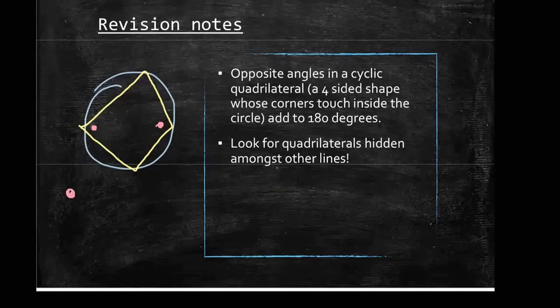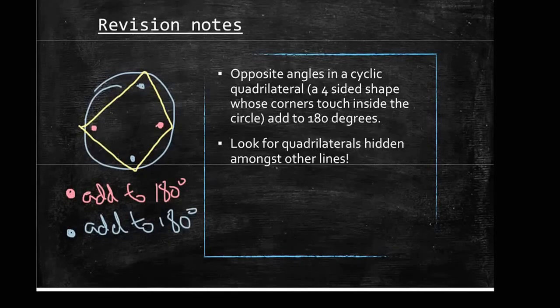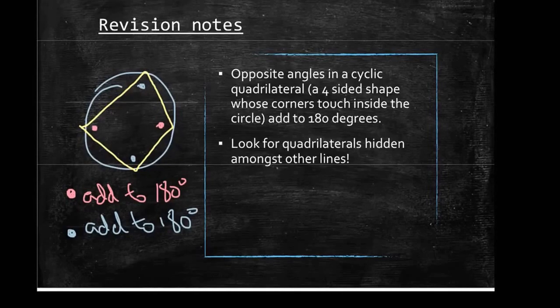What you can say is that the two red dots add to 180 degrees because they're opposite. And again, you can do some blue dots or whatever colour you prefer. These add to 180 degrees. So be looking out for these. They are going to be hidden amongst other lines. Okay, so this is what you're looking for.